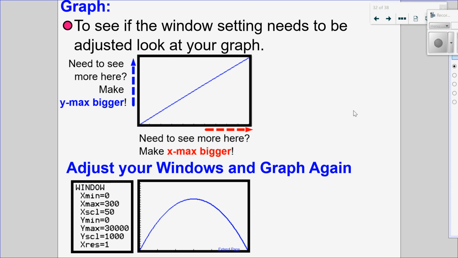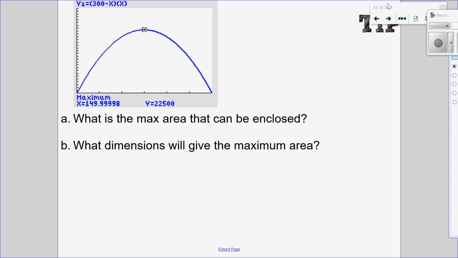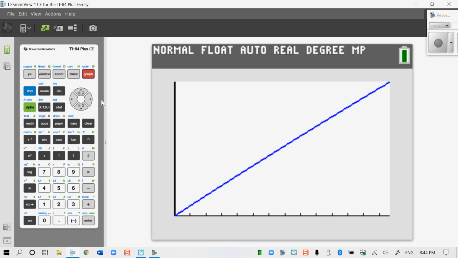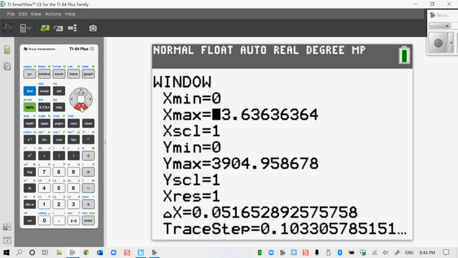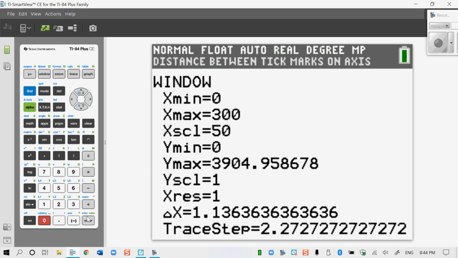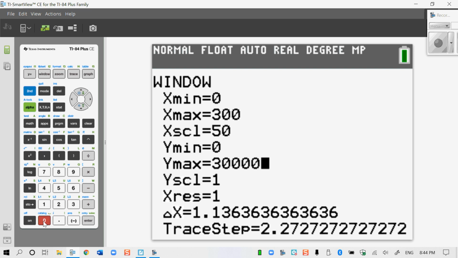So now that we've got that nice shaped graph, we just have to go ahead and find the vertex. To find the vertex, we're just going to go to the left of the vertex, to the right of the vertex, press enter, and find that maximum value. So let me just show you that. We'll make our windows bigger. We'll go, I think it was up 300. And then we'll go up to here. I can't remember what it was. Let's try 30,000, and we'll go up by, say, 1,000. Let's see if that's good.